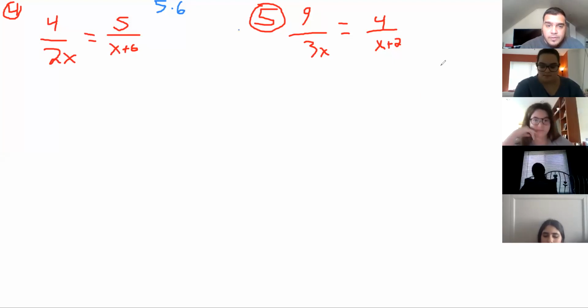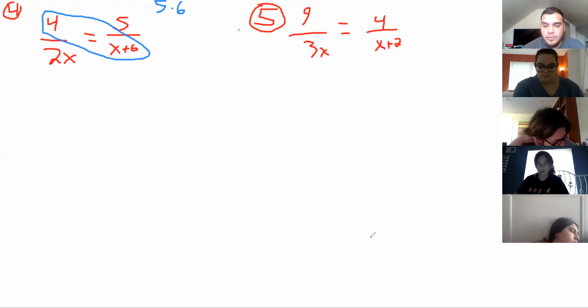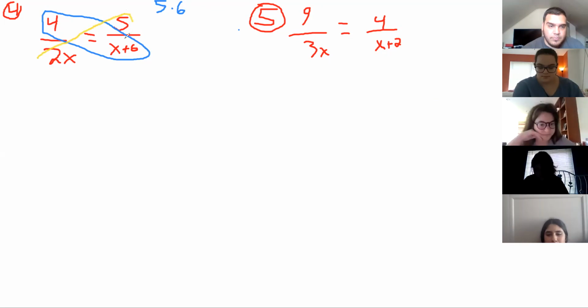First off, we're going to do number 4, which is 4 over 2x equals 5 over x plus 6. Now, this is solving rational expressions. Rational expressions just means they're a fraction. So in order to solve the fraction, we're going to cross multiply. Some people call it the butterfly method. But we're just going to cross multiply here, okay? Because they're across the equal sign, we're allowed to do that.